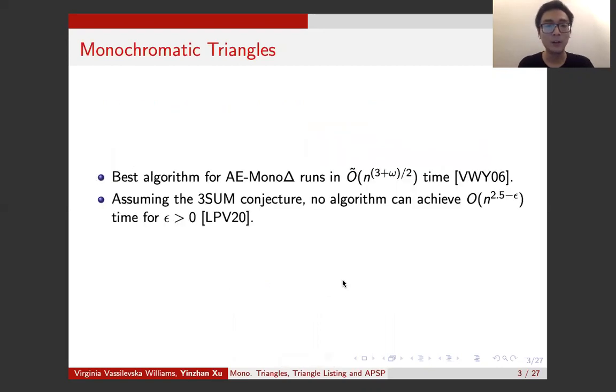The best algorithm for all-edges monochromatic triangle runs in O tilde of n to the (3 plus omega) over 2 time, where omega is the square matrix multiplication exponent. This algorithm was given by Vassilevska Williams and Yuster. On the lower bound side, if we assume the 3SUM conjecture, then no algorithm can achieve O of n to the 2.5 minus epsilon time for epsilon greater than 0. This was shown by Lincoln, Polak, and Vassilevska Williams.